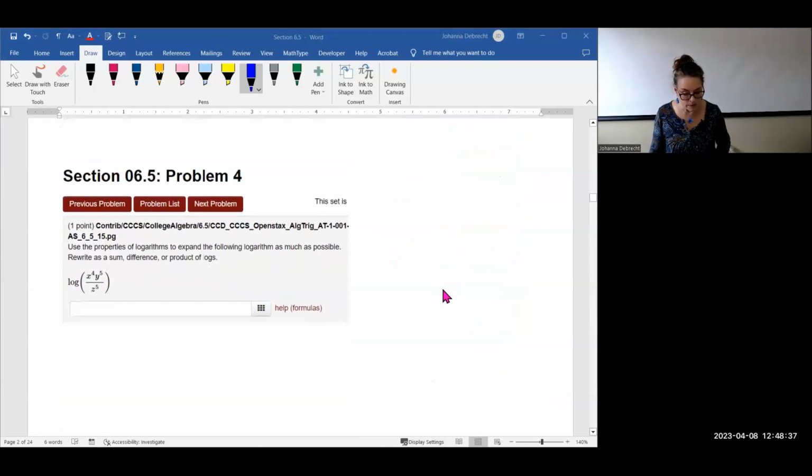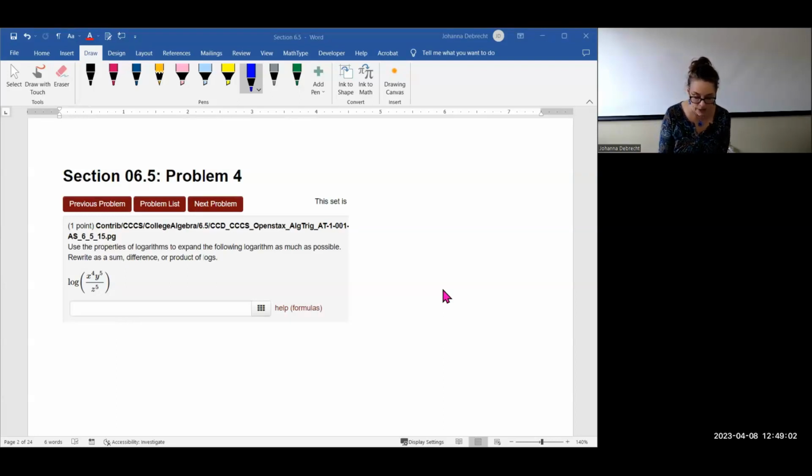Let's move on to problem number 4. This time we're looking again to expand, but we've got a more involved answer part here. So we've got x to the 4th times y to the 5th divided by z to the 5th. So I know the x thing will be positive, the y thing will be positive, the z thing will be in a negative logarithm because it's coming from the denominator.